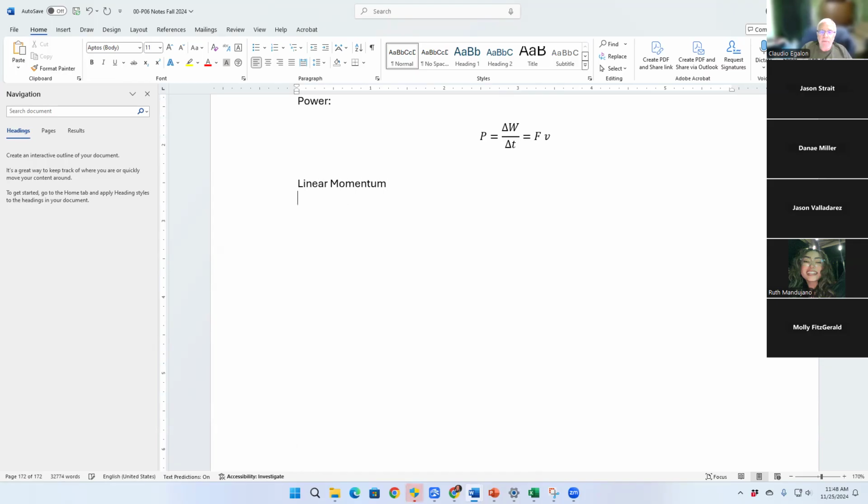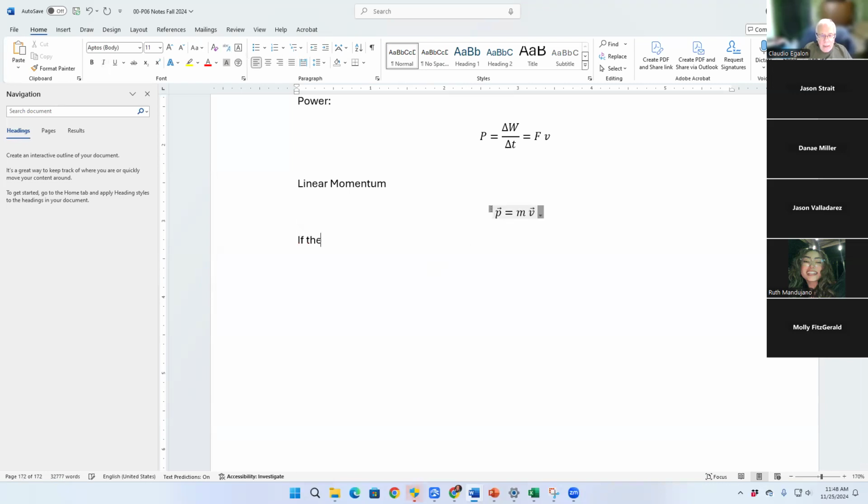Momentum. The definition of linear momentum: linear momentum is a vector, like that. So it's mass times velocity, like that. Okay.